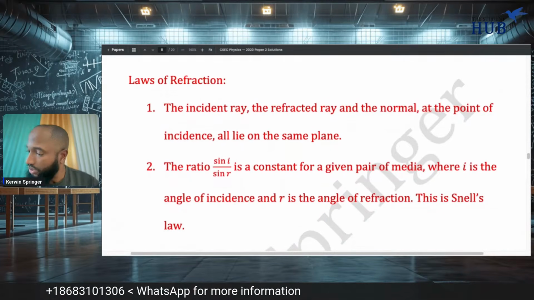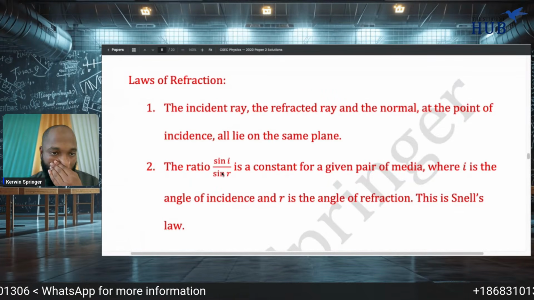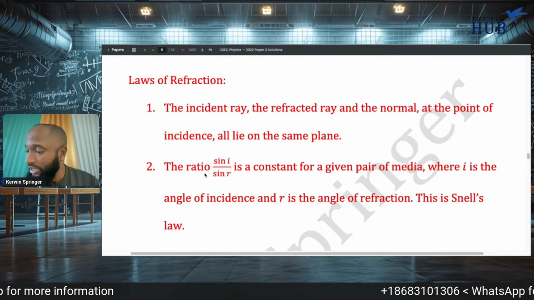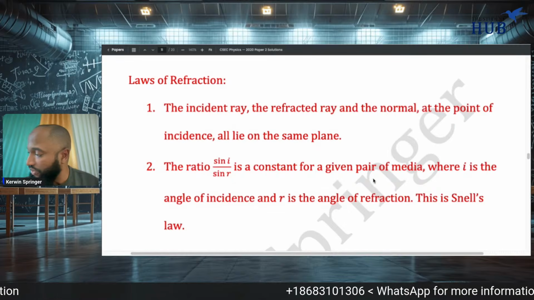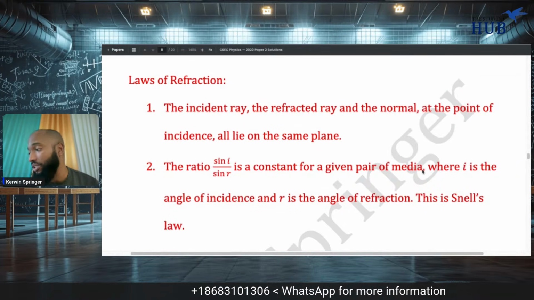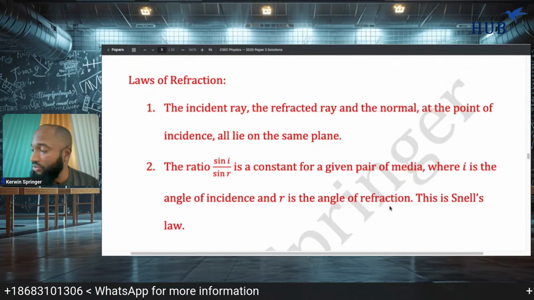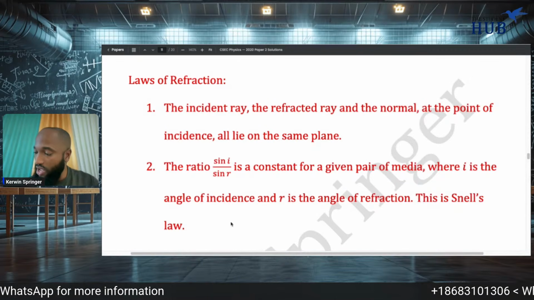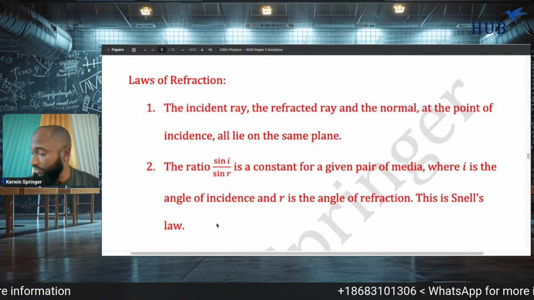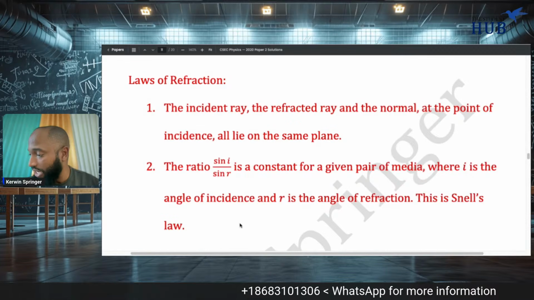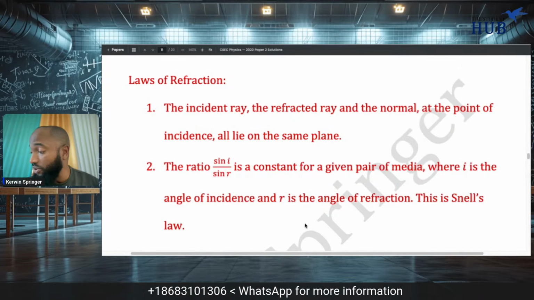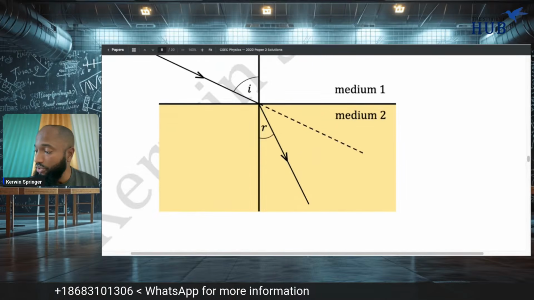So here it is in a nice professional format. The ratio sin I over sin R is a constant for a given pair of media. That's just a fast way of saying that, where I is the angle of incidence and R is the angle of refraction. This is Snell's law, and N equals sin I over sin R. N is known as the refractive index. Beautiful.